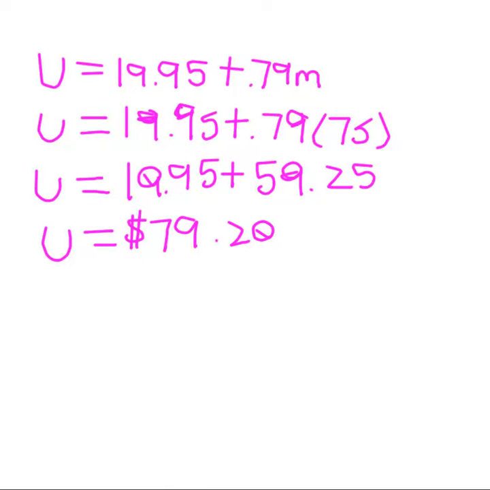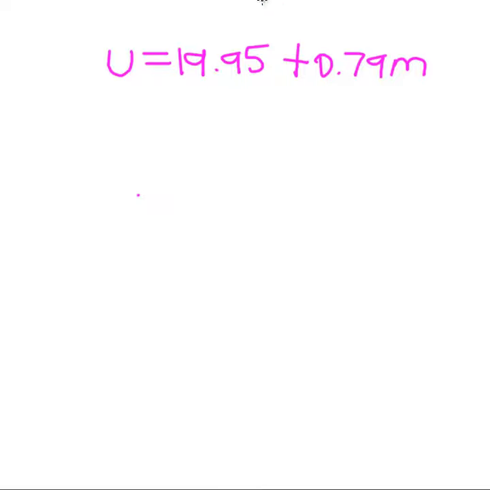Okay, let's take a look at the next question. It asks us to determine the number of miles you can travel for a cost of $175. In this question, they're giving us the $175, which is the total cost, and we're trying to figure out the miles. So let's get out a clean sheet. Here's our equation again. We're going to replace U with $175.